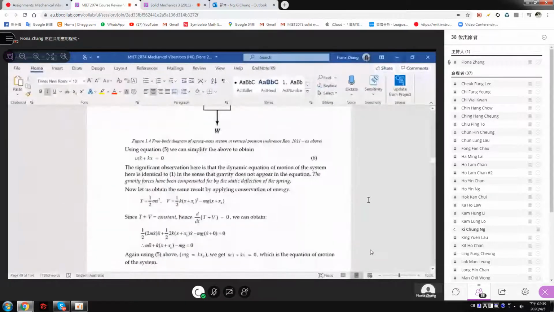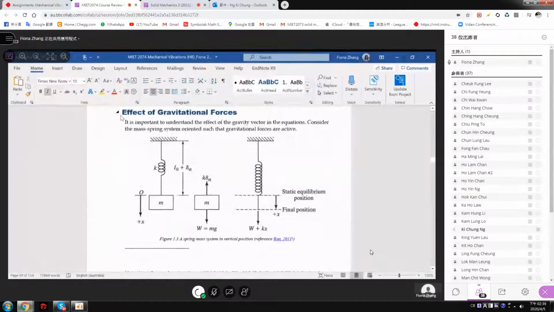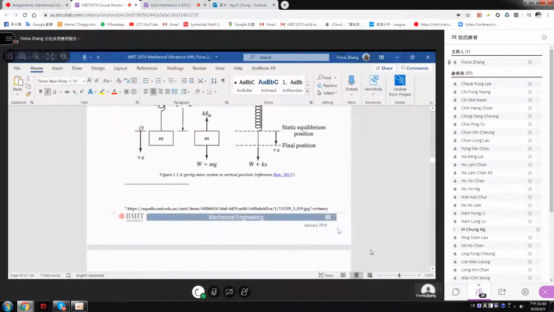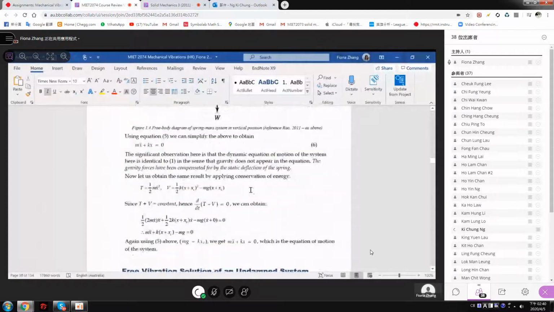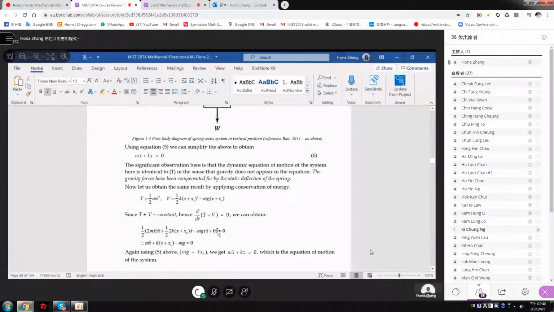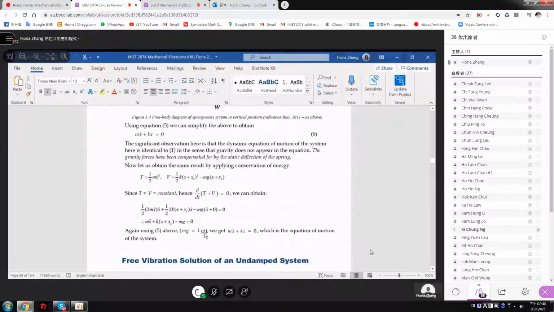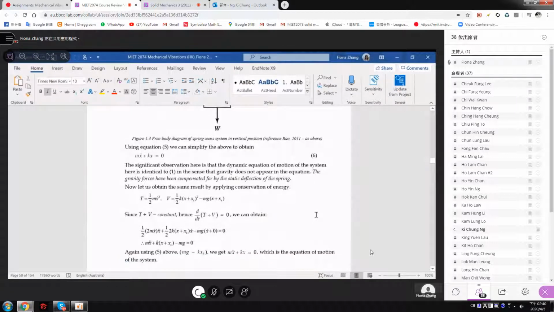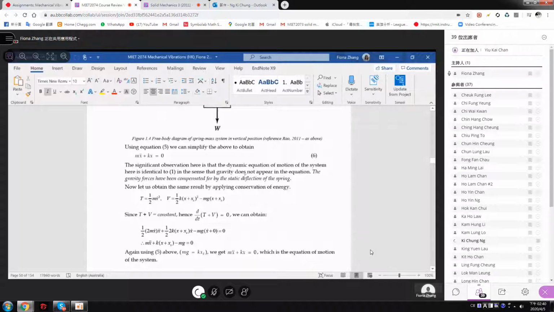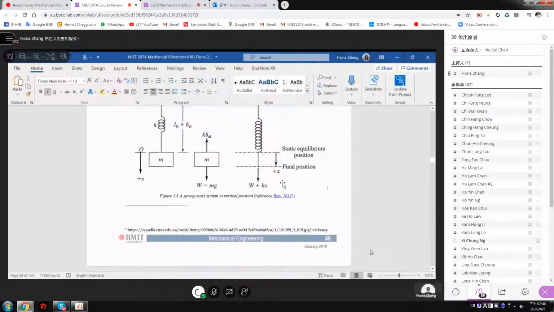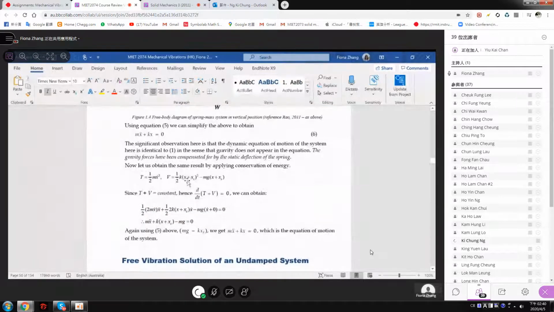Here it actually explains on page 49 the effect of the gravity vector in the equation, the effect of gravitational force. It will come out mg equal to k x s. So we will still have the same m x double dot plus k x equal to 0 for the equation of motion. The gravitational force has been compensated for by the static deflection of the spring. Even if you consider the static deflection here, later you will still cancel it out.